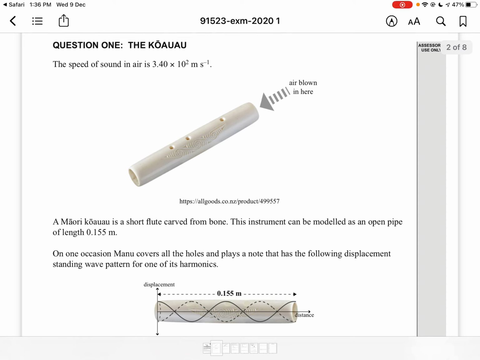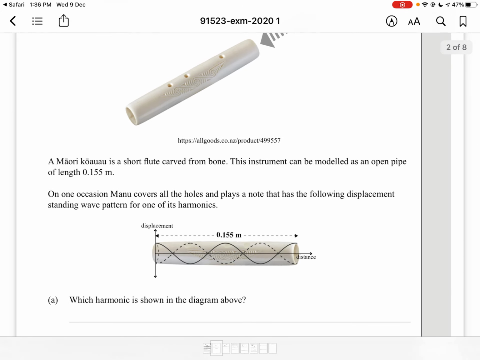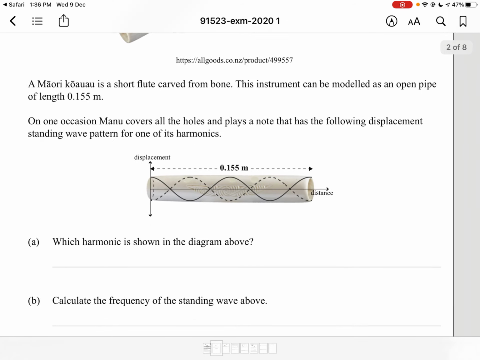So question 1, the KOO. The speed of sound in air is 340 meters per second. Okay, Amari KOO is a short flute carved from bone. This instrument can be modeled as an open pipe of length 0.155 meters. On one occasion, Manu covers all the holes and plays a note that has the following displacement standing pattern for one of its harmonics.